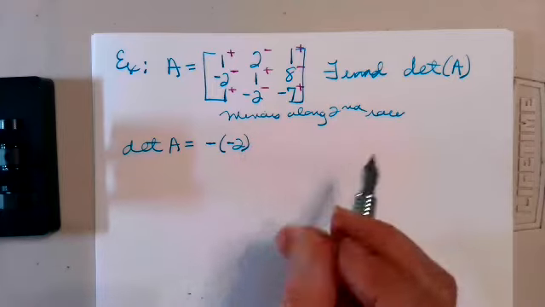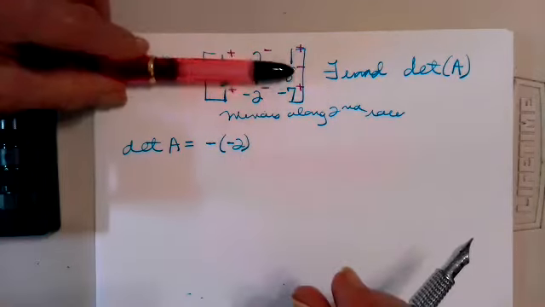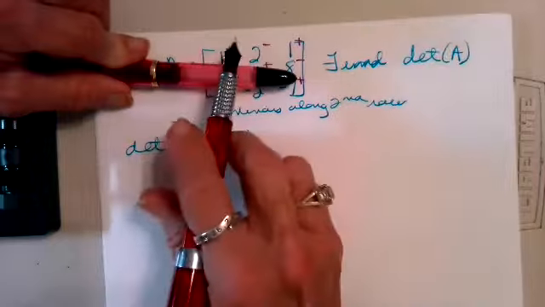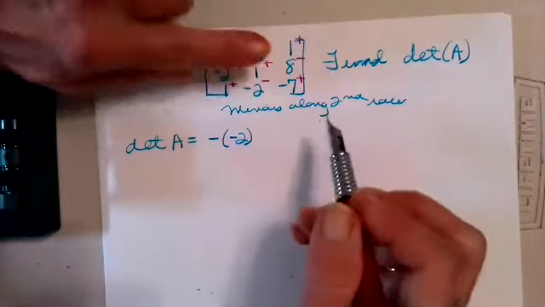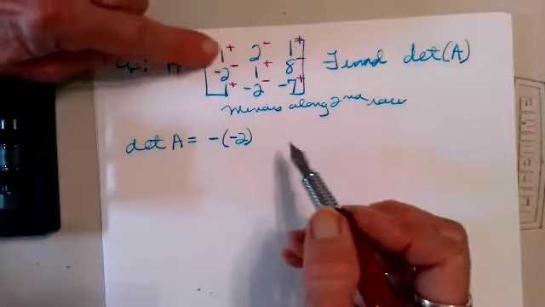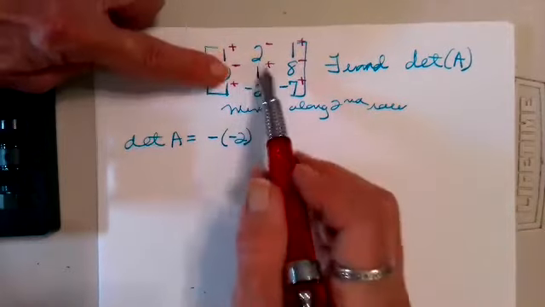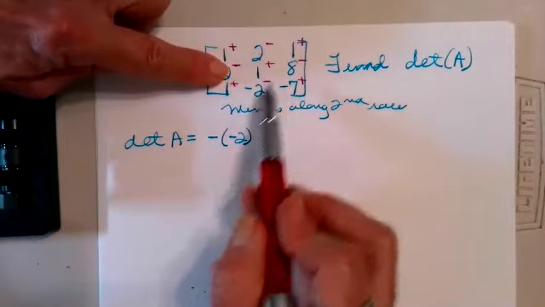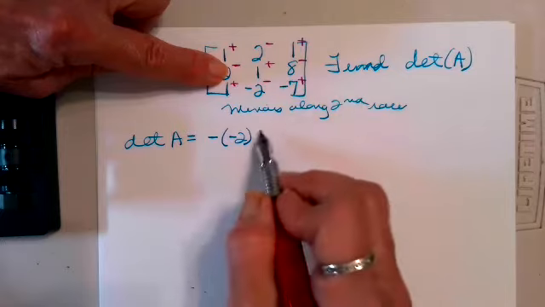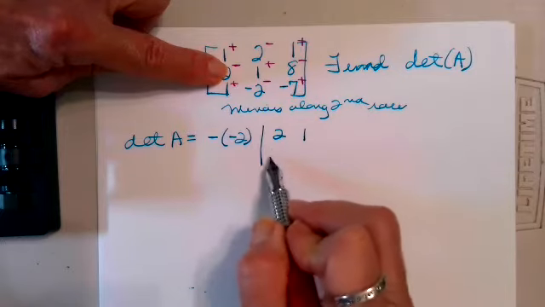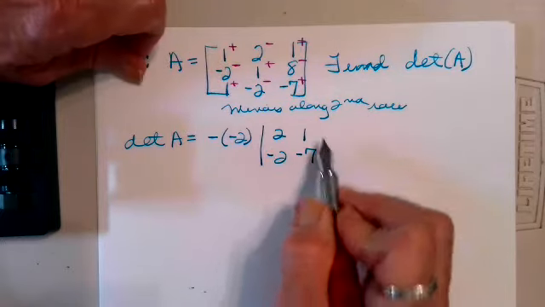And now I have to delete the row and the column containing minus 2. You have to imaginarily do that. My finger's too big, and so is the pen. It'll delete it. I'll have 2, 1, minus 2, minus 7. So that was 2, 1, minus 2, minus 7.